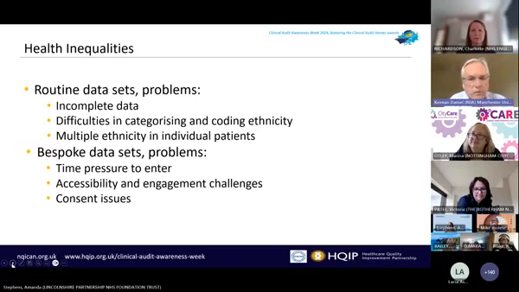And the first thing was the time pressure to the clinicians. When bespoke data is being used, it means somebody is actually entering data into a spreadsheet or whatever. Time pressure, and everybody on this call will know about time pressure. And then accessibility and engagement challenges. It's not that easy sometimes when you're trying to get everything together and a patient's moving in front of you, so to speak, to get everything in that you need to get in.